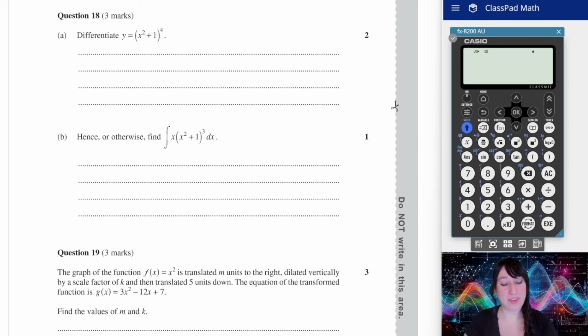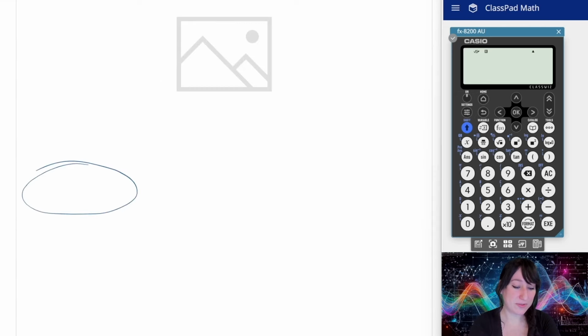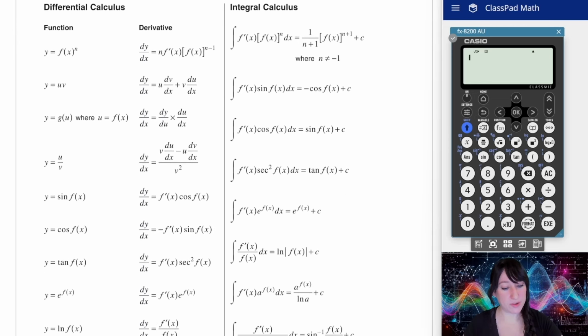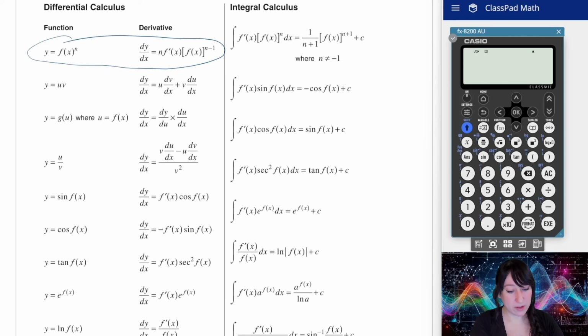Question 18. Part A, differentiate y equals bracket x squared plus 1 bracket to the power of 4. So it's just a differentiation question to start with. We're going to use the power rule and the chain rule. Now, if you do need a reminder, you can find some of this on the formula sheet. The third page with derivatives. You have the power rule here, and you have the chain rule as well.